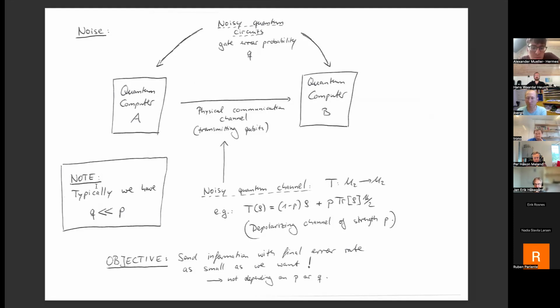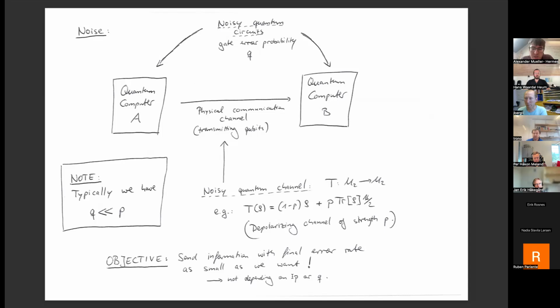One should note that typically this gate error probability Q is much lower than the noise of the physical communication channel. Unsurprisingly, if you have a long communication line, this will introduce much more noise than what happens on your device that you have tuned very well. So the objective for us is to send information with a final error rate as small as we want. We want to be in this Shannon theoretic setting where we can push the final error rate as low as we want, and it should not depend on either P or Q.